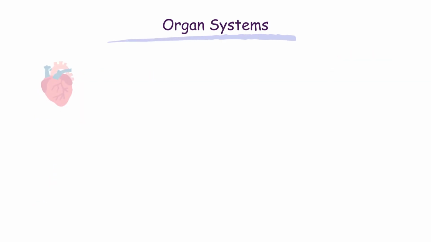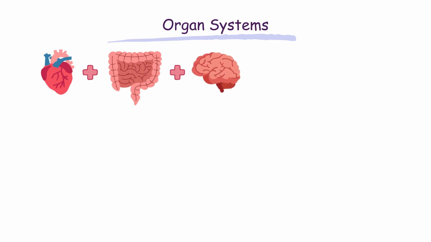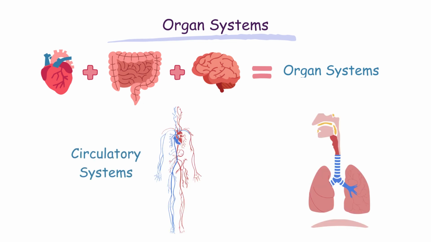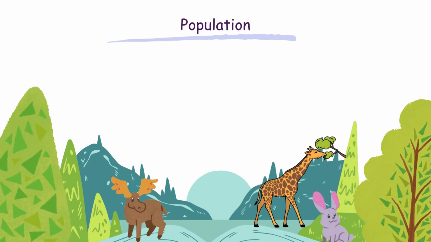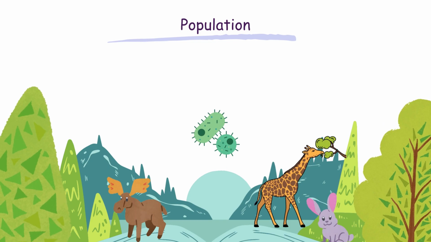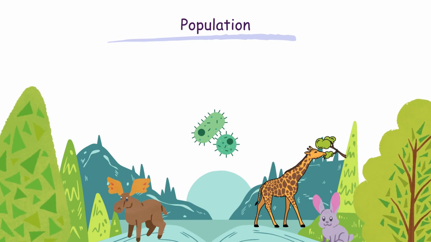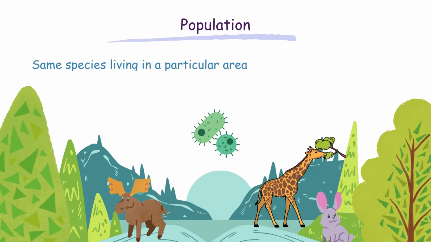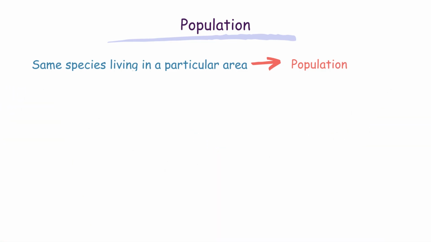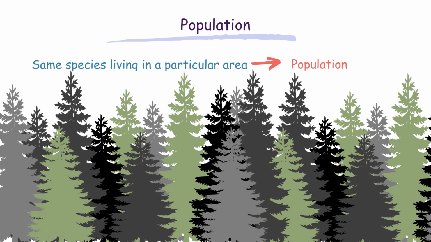You won't believe this, but organs join forces to form organ systems. It's like superheroes forming a dream team. Each system, like the circulatory system or the respiratory system, has its unique mission. Look around you. See those tall trees, cute animals, and even tiny microorganisms? They are all different types of organisms, living creatures like us. When we gather all the individuals of the same species living in a particular area, we call it a population. For instance, all the pine trees in a forest make up the pine tree population.